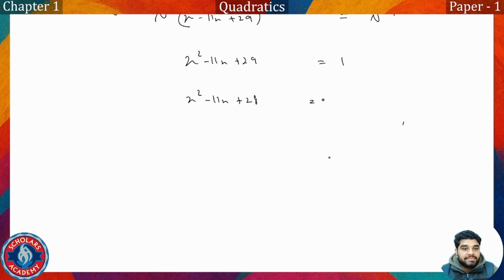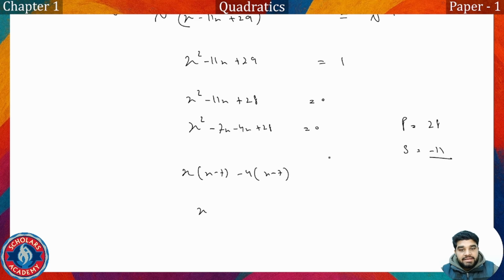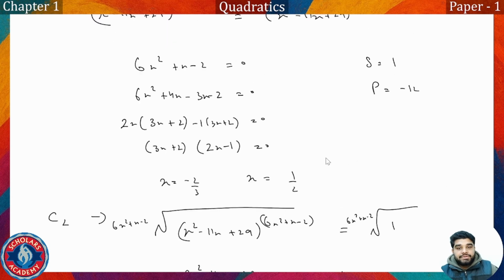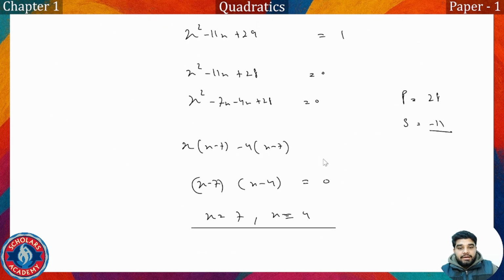And the product is 28, sum is negative 11. So we can take two numbers from here. Those are 7 fours. So x square minus 7x minus 4x plus 28 is equal to 0. So we get x minus 7 and minus 4 times x minus 7. So x minus 7 and x minus 4 is equal to 0. So x is equal to 7, x is equal to 4. These are also the two solutions. So I hope you understood this.